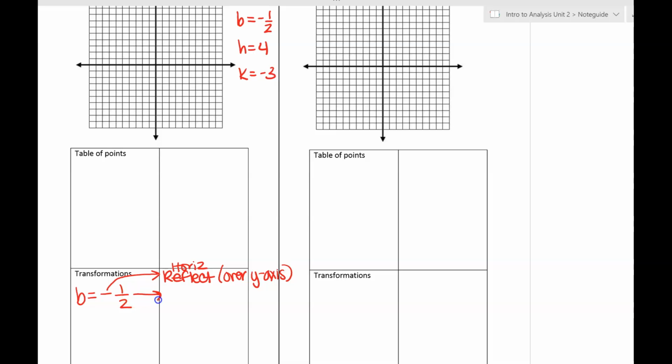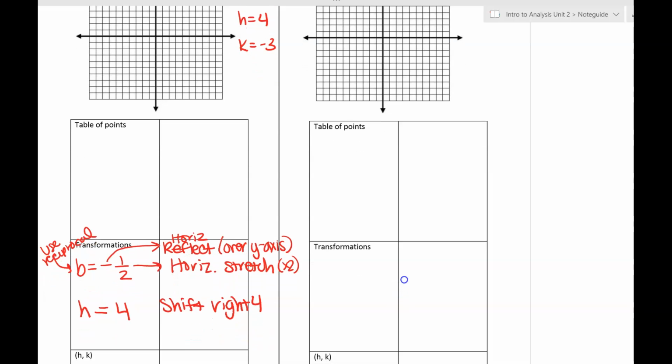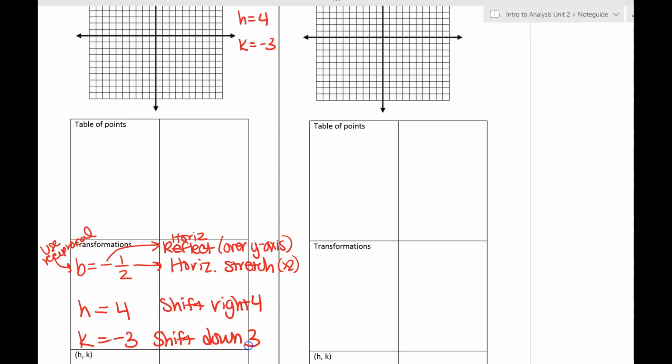The 1/2, remember how B works, we use the reciprocal. So really a 1/2 as a B value means I'm going to be multiplying things by 2. So this is going to be a horizontal stretch. My H value is 4, which is going to shift my graph right 4. And my K value is negative 3, which is going to shift my graph down 3.